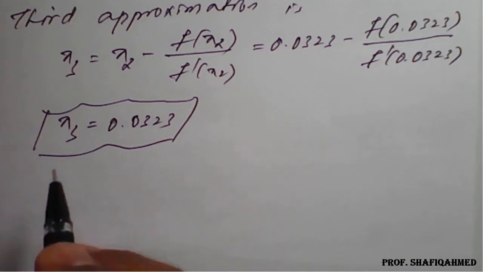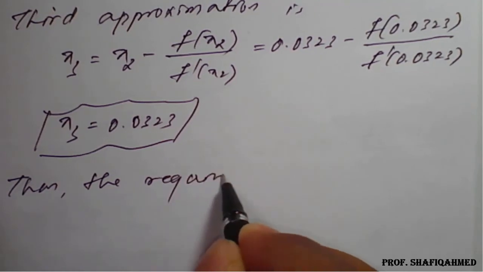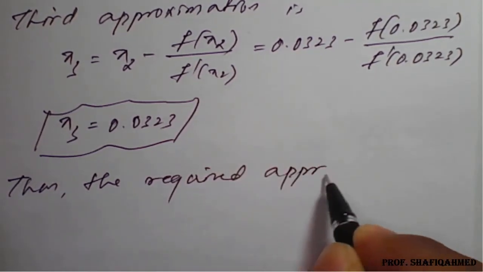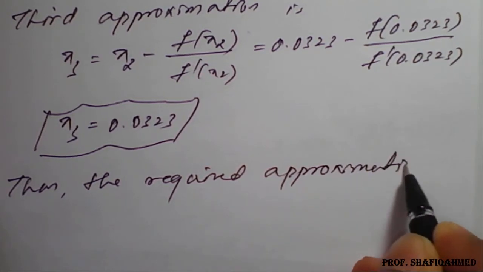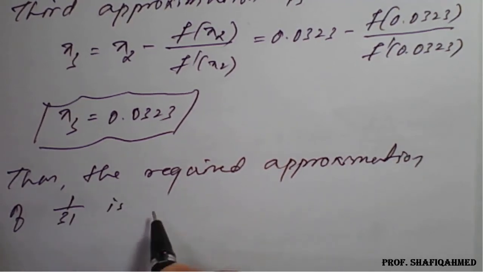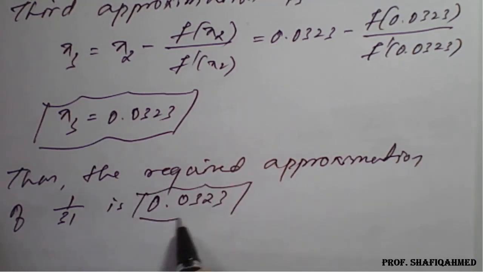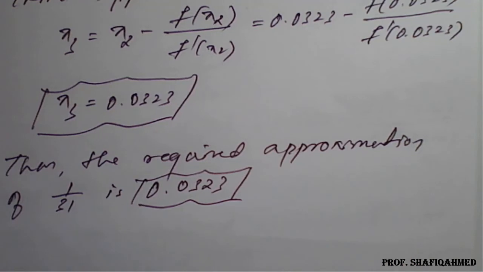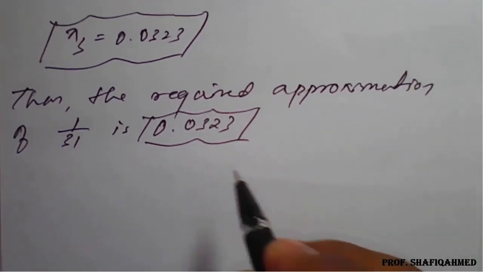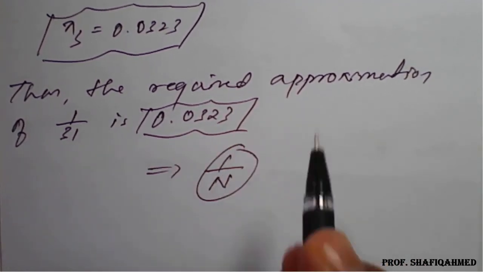So therefore what we can conclude here, thus the required approximation of 1 upon 31 is 0.0323. So in this way we need to simplify a problem like that, that is 1 upon 31 or any number. So in general I can say that if any question comes, for example 1 upon n, we need to work out the same procedure.